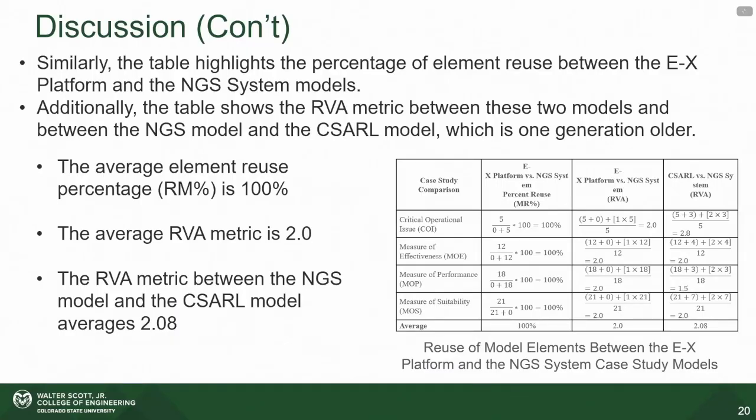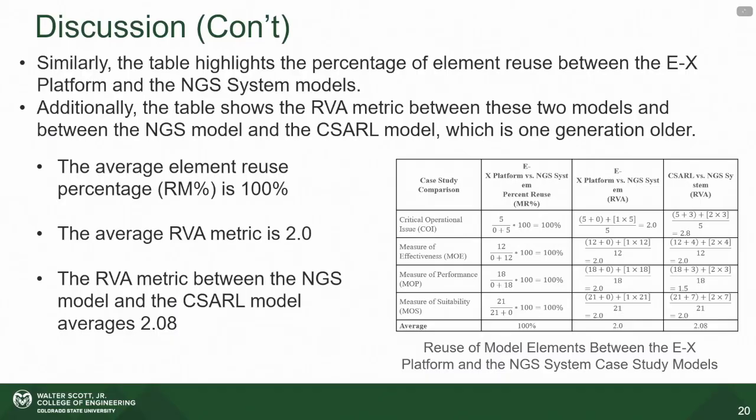Now, the RM% between these 2 models averaged 100%, which is what we would expect because the EX test case is completely reused in developing the NGS model test case, as I explained earlier. This high level of reuse is expected given that both systems are ISR platforms with highly similar mission sets and structural elements. More significantly, the RVA metrics between the EX and the NGS model averaged 2.0, indicating that the test planning model was twice as effective compared to building it from scratch.